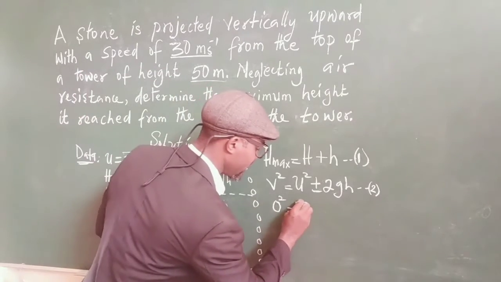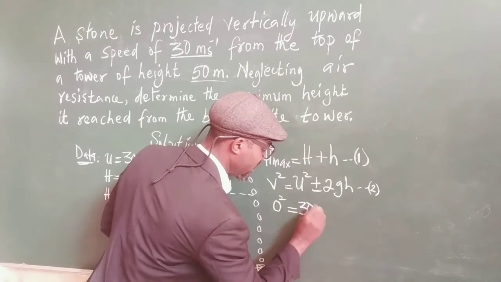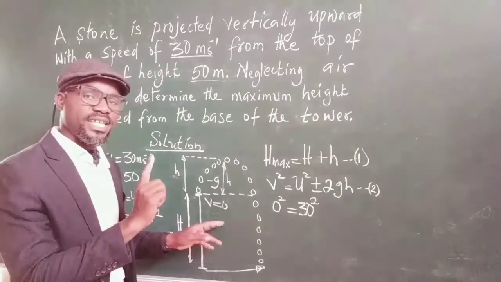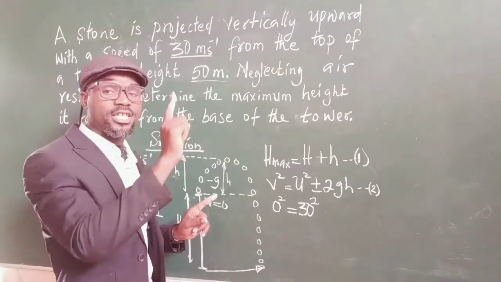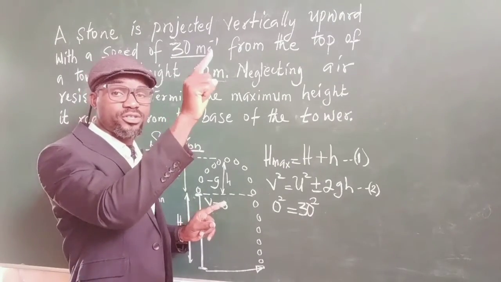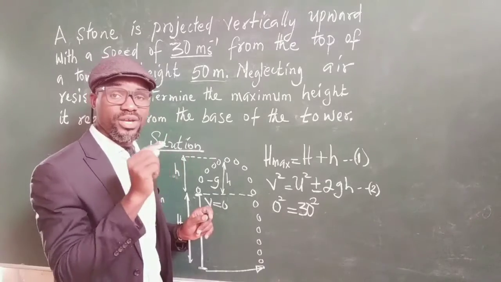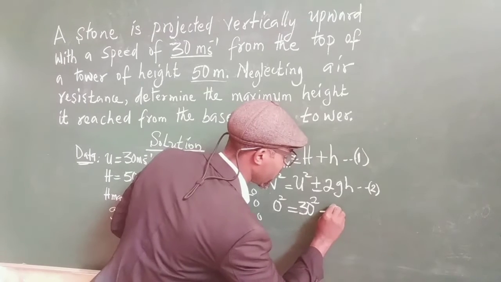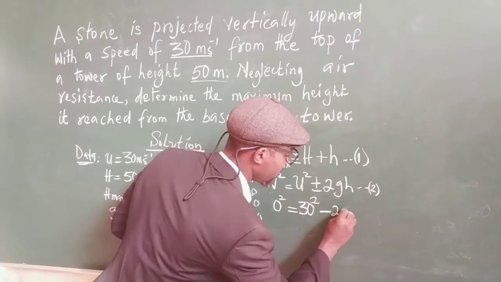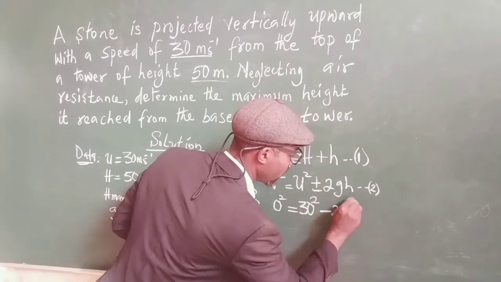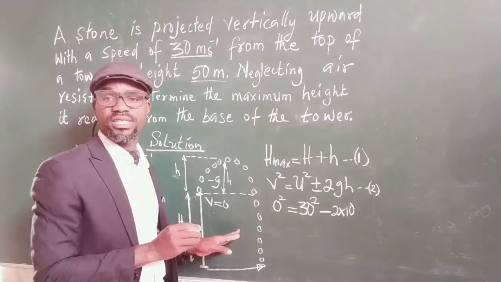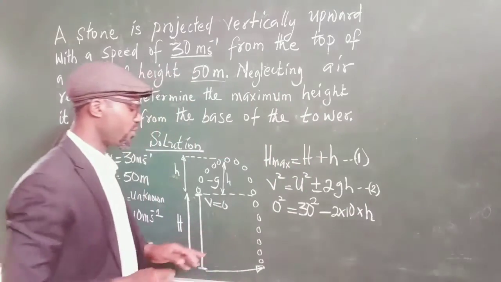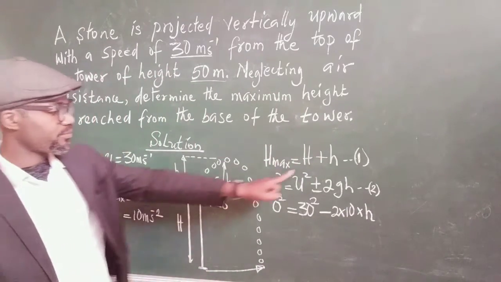So that is 30 meters per second, that's squared now. The object is projected vertically. That means its motion is in opposite direction to the direction of acceleration due to gravity. So we assume minus 2, all right, times 10, which is the value of acceleration due to gravity, and then times h, the small h we are looking for, right? We are looking for this small h.